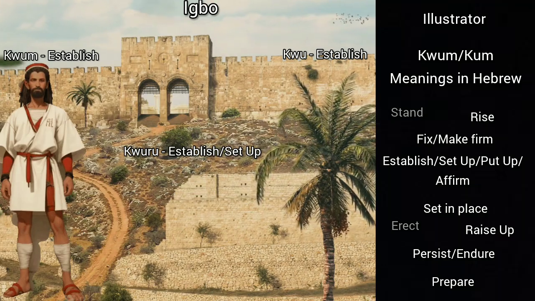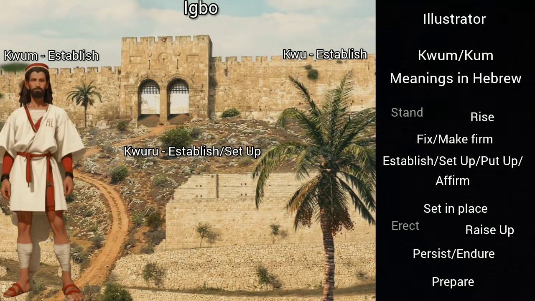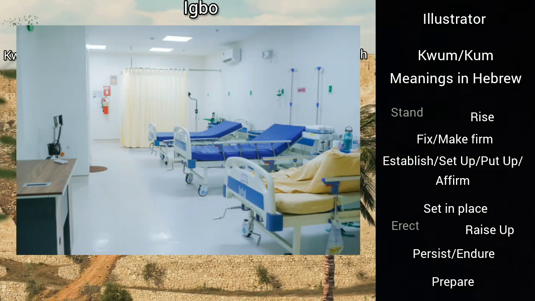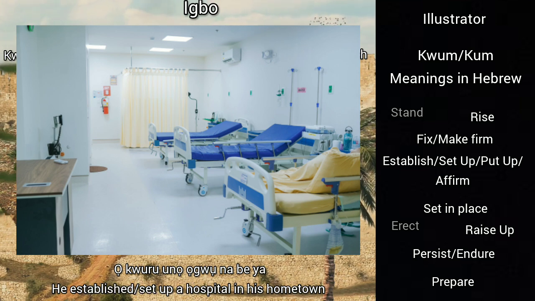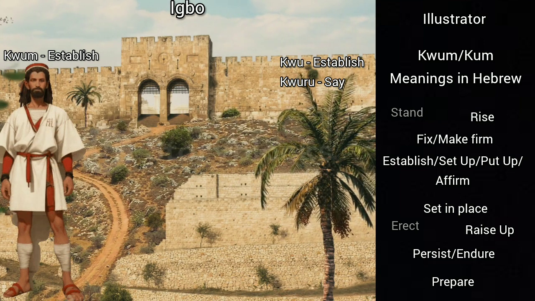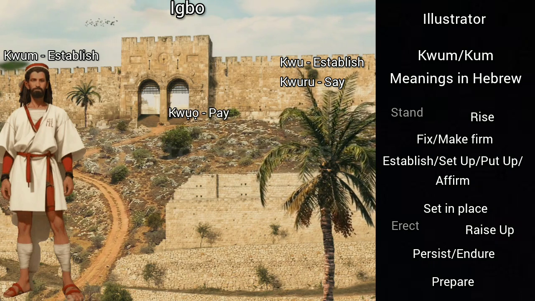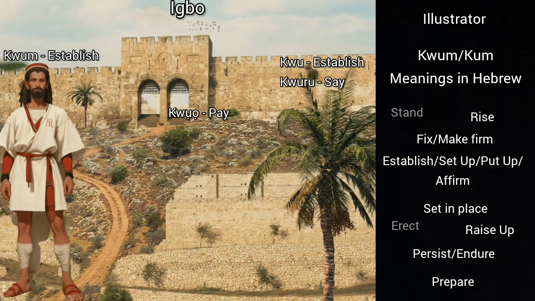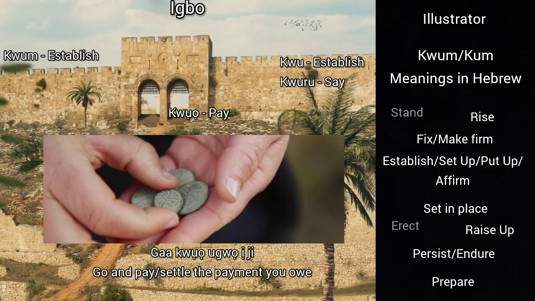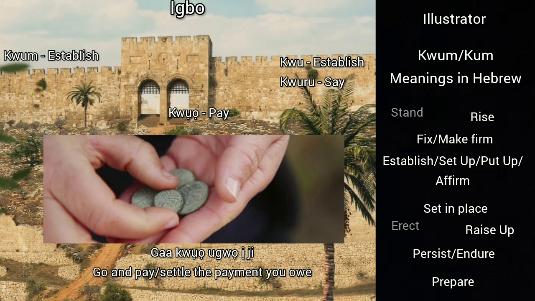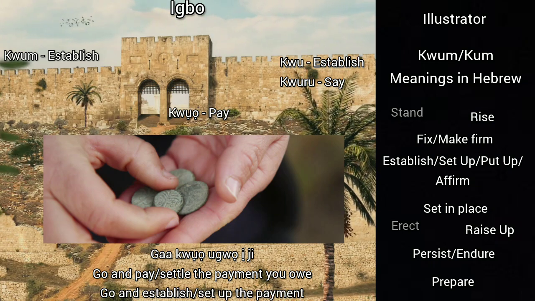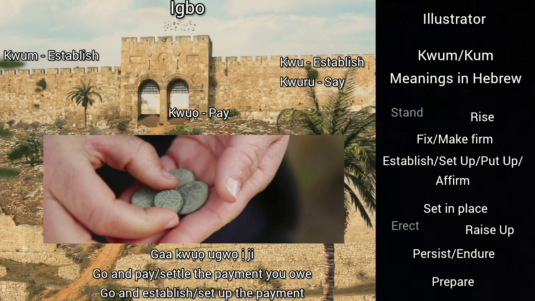Now, going further, the ku also means to establish. That is to say, to actually establish something in the physical, like to raise it up, okay? So, an Igbo person might say something that on the surface means he built a hospital in his hometown, but deeper, it is actually he established or set up a hospital in his hometown, okay? Another verb application of this word ku, to establish, is actually to pay. We will usually say kwuo. When you say ga kwuo in Igbo, it actually means go and make the payment. But at the deeper level, it means go and establish the payment, or go and set up the payment. Okay. So on the surface, it is now used to mean pay.